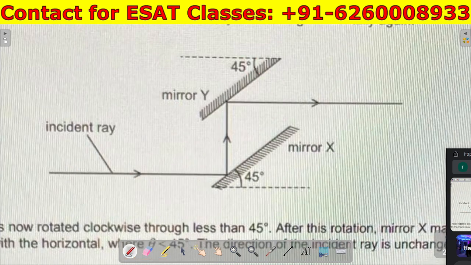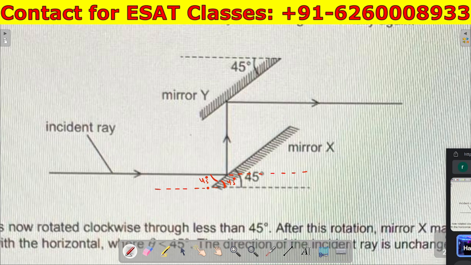Okay. See, this is the horizontal, and this is also horizontal. So this angle will also be 45, isn't it? And if this is the 45, this one will be 45, alternate interior angle. Please see. Is it okay? If this is the 45, this one is the 45. Alternate interior angles.